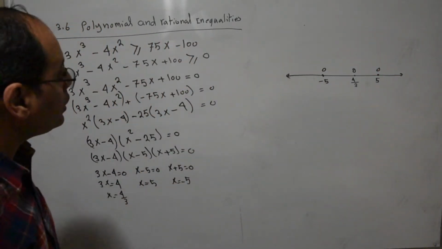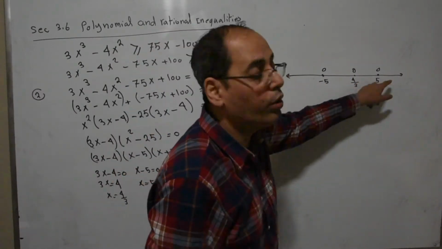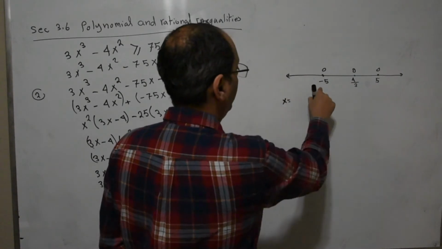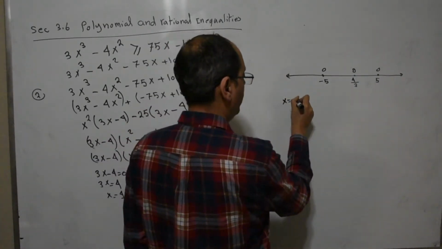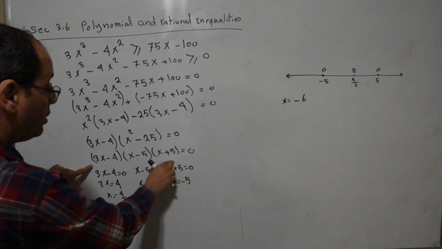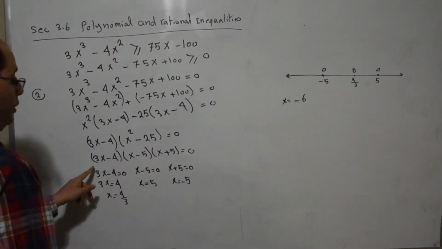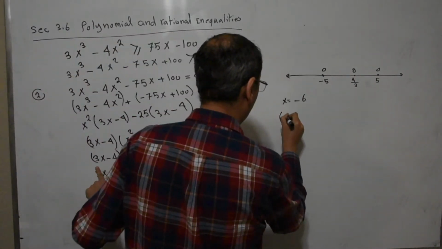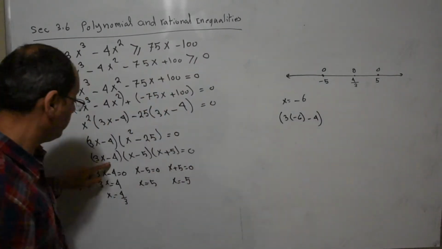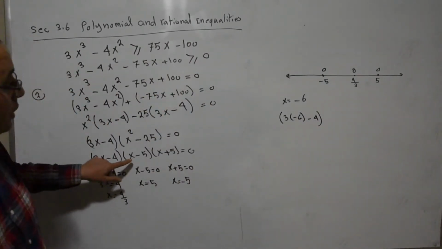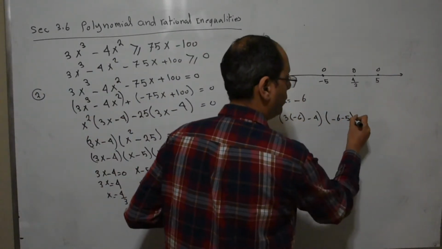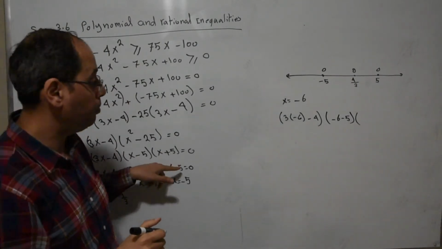Okay? So now I have to test in these 4 intervals. I start by getting a number that is less than negative 5, say negative 6. And I'm going to test, well, this one, because this is the easiest one here, the factored one. So I have 3 times negative 6 minus 4, and then negative 6 minus 5, times negative 6 plus 5.